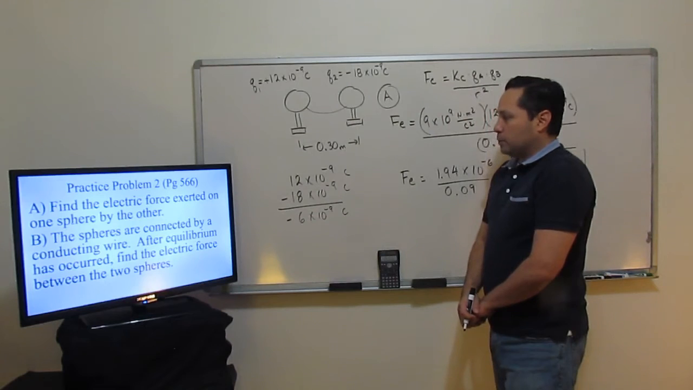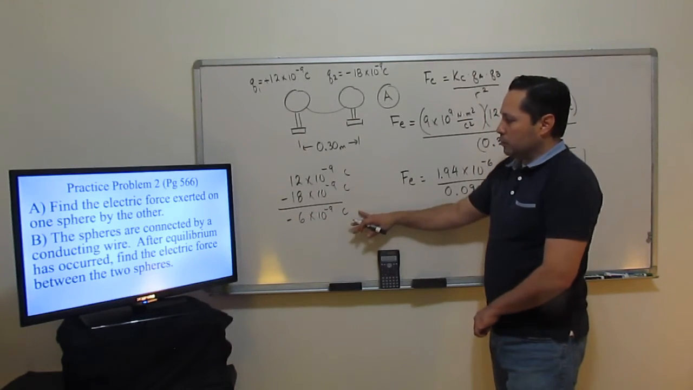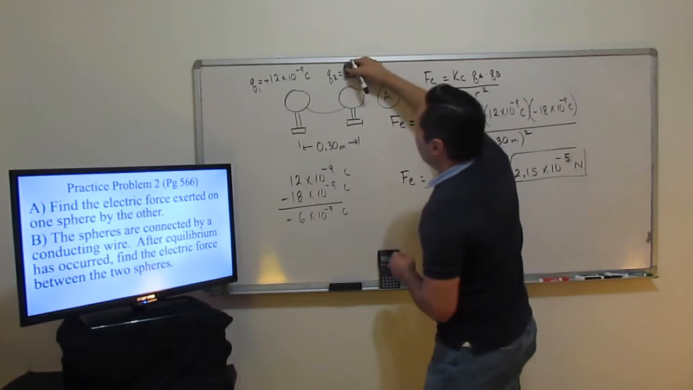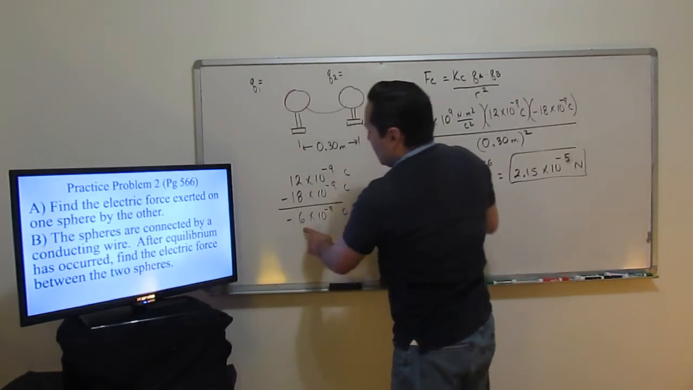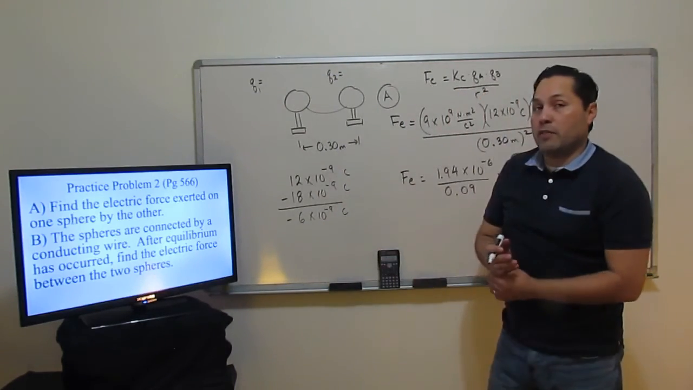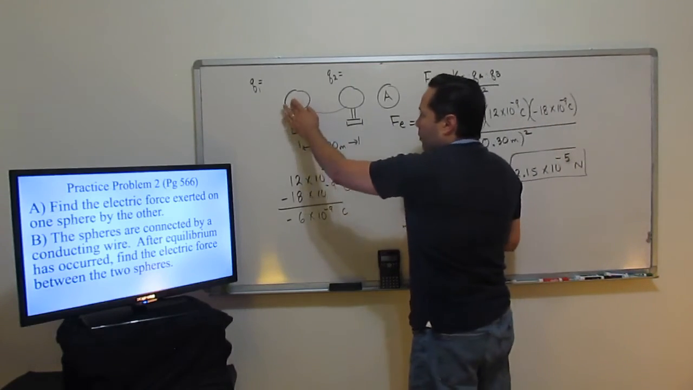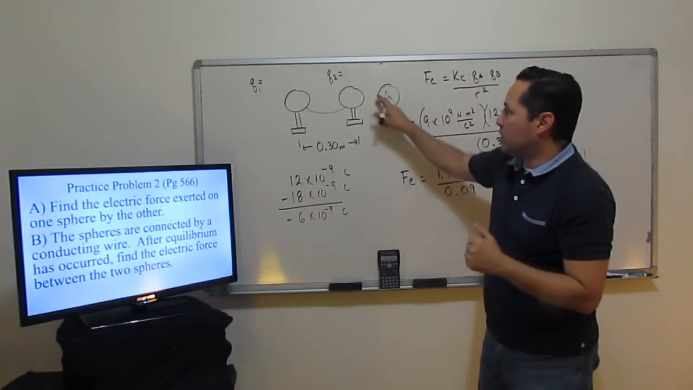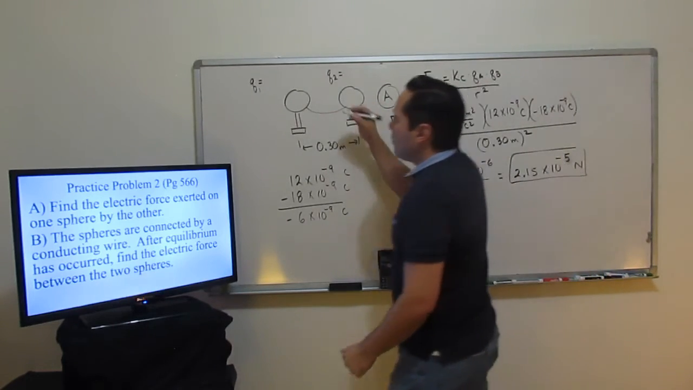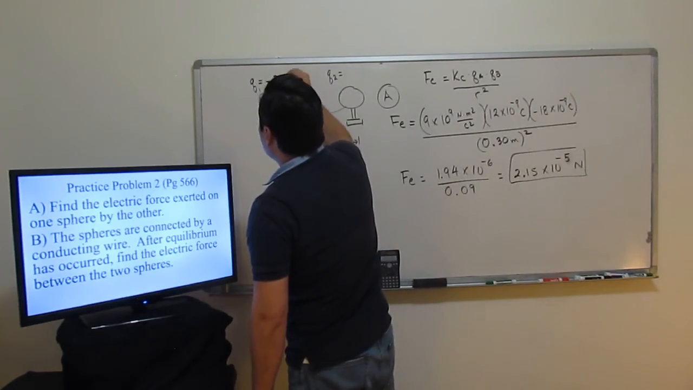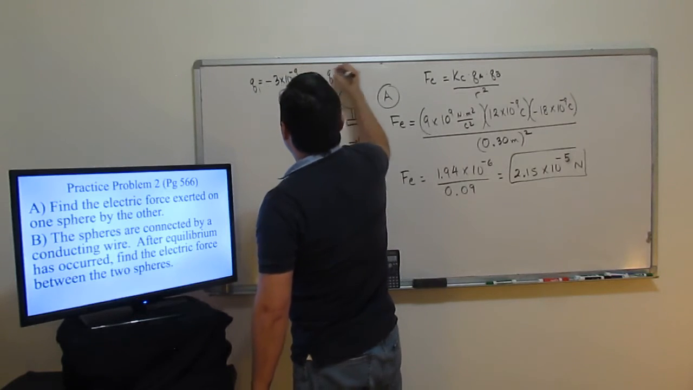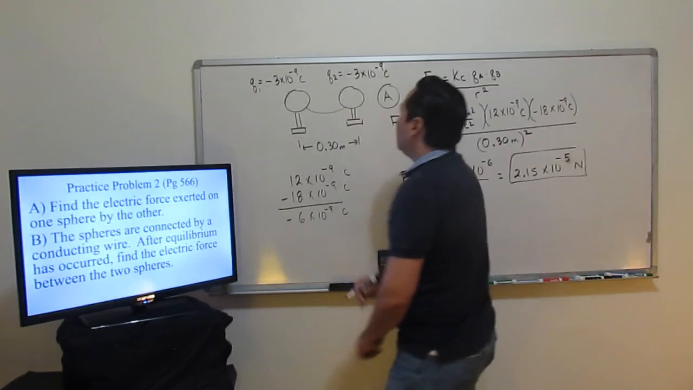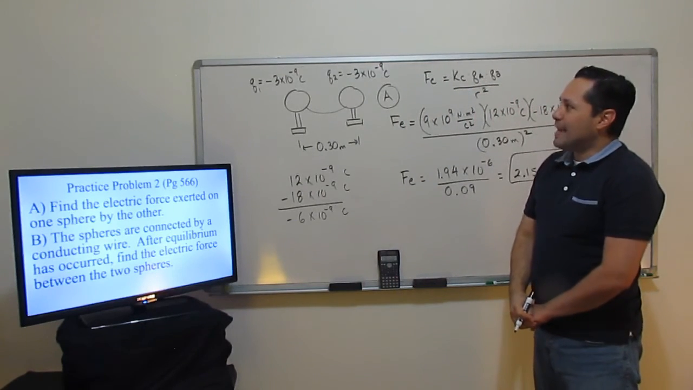Alright, now, so how are these charges distributed? Well, they're no longer these. It is only 6 times 10 to the negative 9. But are they here or are they there? The answer is they are split evenly between them because they are the same size. So on this side we're going to have negative 3 times 10 to the negative 9. On the other side, negative 3 times 10 to the negative 9 coulombs. Alright, so that will be our new charges.